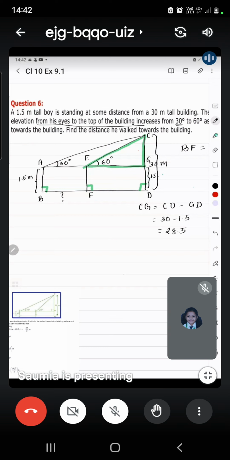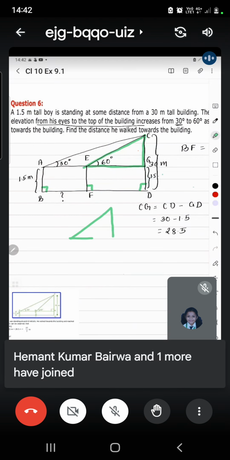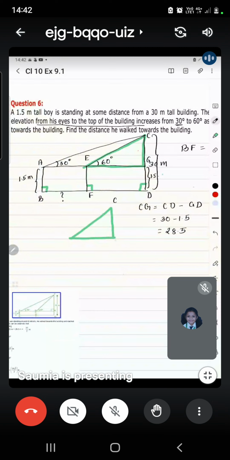Okay. So now I'll draw my triangle again. This is my triangle CGE with this as 60 degrees and this as 28.5. Now, I want to find out EG. Which ratio will I use? Tan. Yes, I will use the tan ratio because I have the opposite side available and I want the adjacent side. The unknown is the adjacent side and the opposite side is available. So the ratio that connects opposite and adjacent can be either cot or tan. Any one can be used.